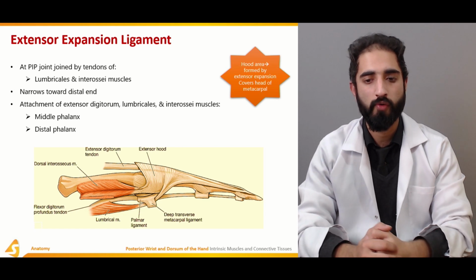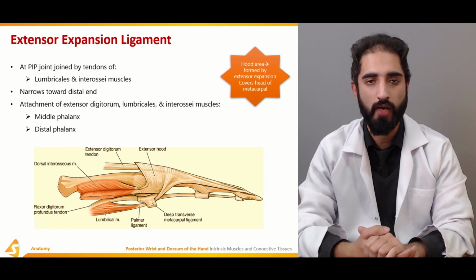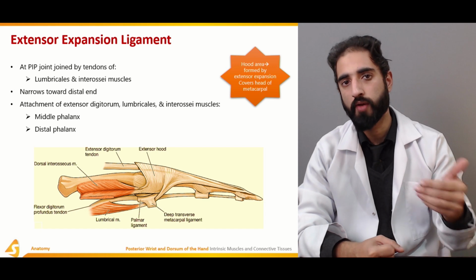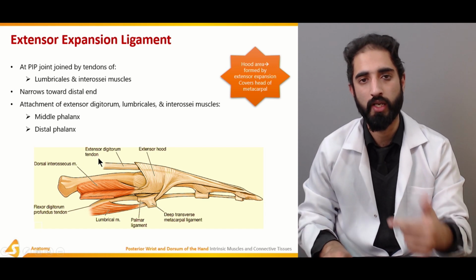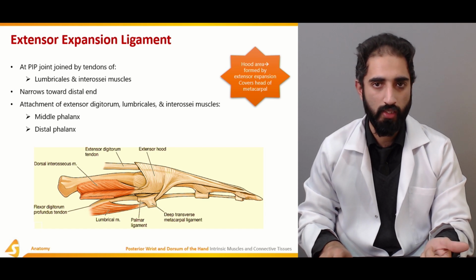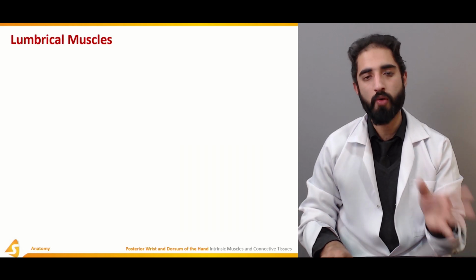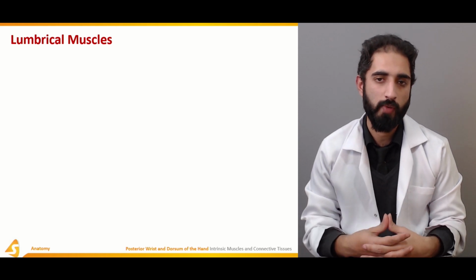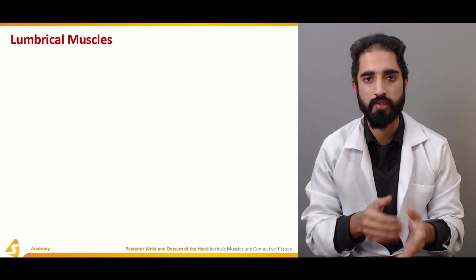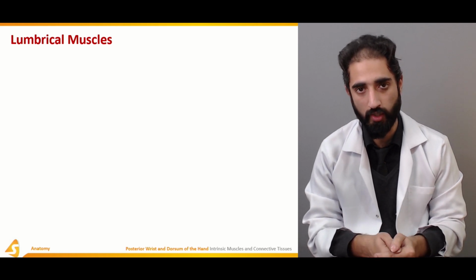So the hood area is actually formed by the extensor expansion, which covers the head of the metacarpal, where we can see that the extensor digitorum is coming and joining in with the extensor expansion or the extensor hood. Now, talking about the lumbrical muscles, because they actually insert into the extensor expansion or the extensor hood, that's why we are discussing them after the extensor expansion ligament.